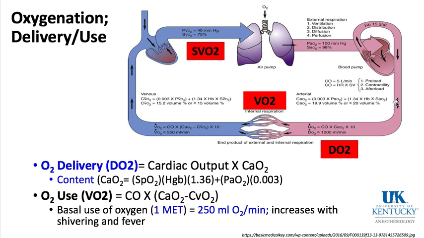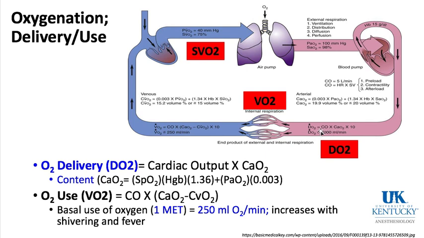Arterial oxygen content is a combination of oxygen bound to hemoglobin and oxygen dissolved in the plasma. Most of it comes from that bound to hemoglobin. And CaO2 is approximately about 20 mils of oxygen for each 100 mils of blood, or 20 volume percent. So 20 mils of oxygen is carried in every about 100 mils of blood.